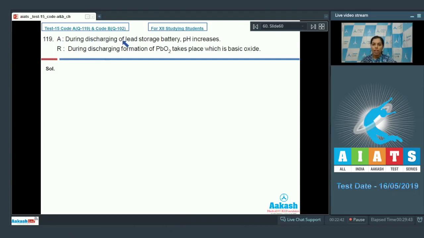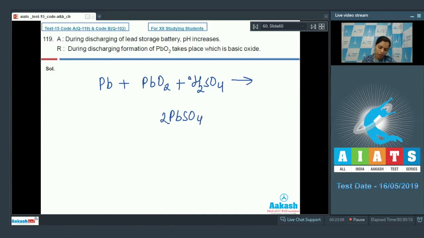After this, question number 119. Assertion: during discharging of lead storage battery, pH increases. What is the process that's taking place during discharging of lead storage battery? In case of its discharging, lead is there, PbO2 is there, combining with H2SO4. This is the net cell reaction that I'm writing here. There would be the formation of PbSO4, along with H2O. It means during this process, H2SO4 is consumed. It means pH increases. This is the correct statement.